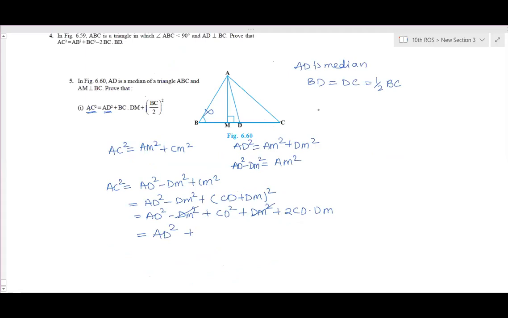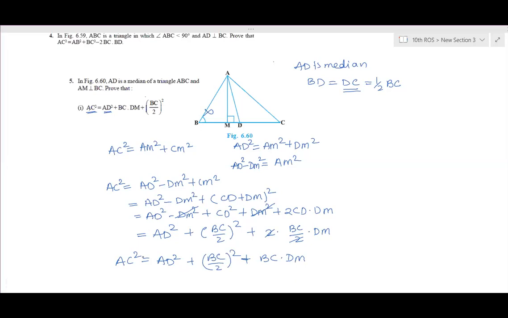Now CD, we have written as half of BC because we need (BC by 2) whole square. So CD is replaced with (BC by 2) whole square plus 2 into BC by 2 into DM. So these two get cancelled. So AD square plus (BC by 2) whole square plus BC into DM is the value of AC square. Clear? Yes, ma'am. This is the first part proved.